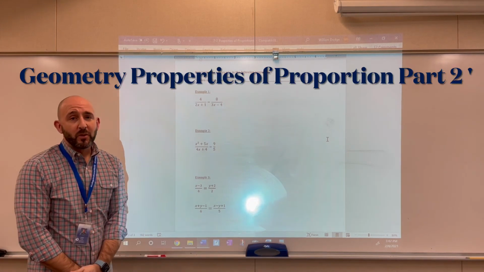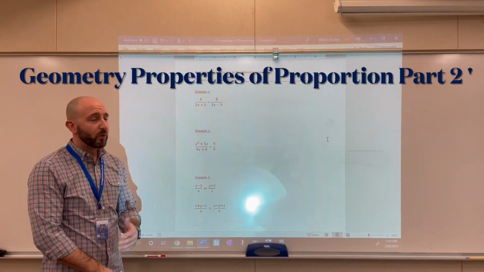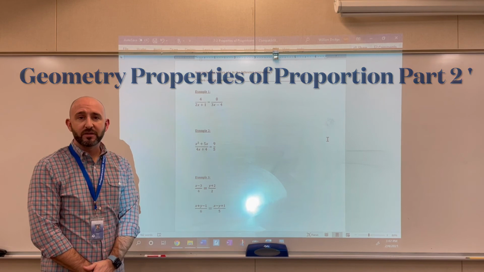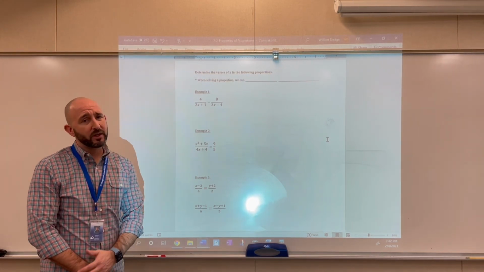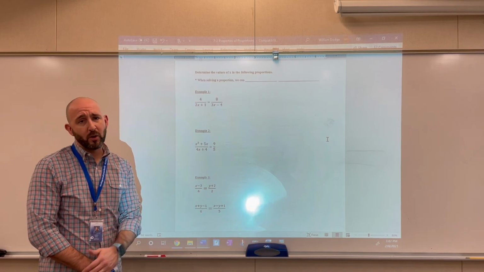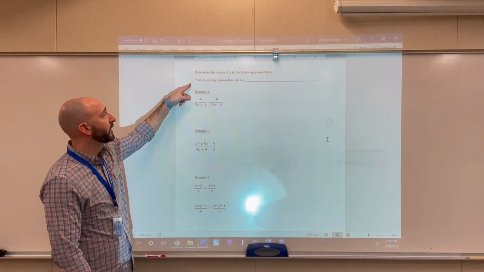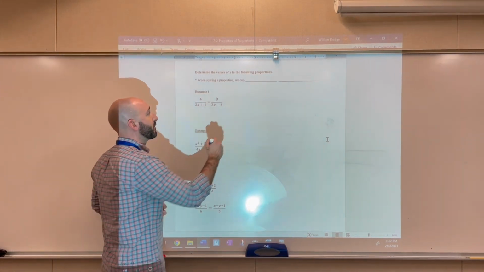All right, so as promised, we're back with part two, where we're actually going to apply some of the properties of proportions to solve equations. In this case, I'm really going to focus mostly on the cross product property. So if we look, when solving a proportion, we can cross multiply.